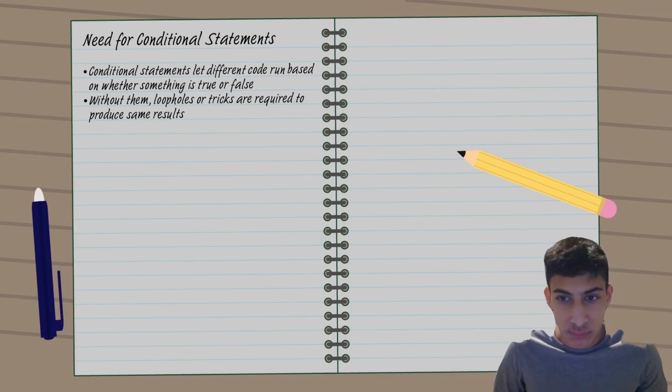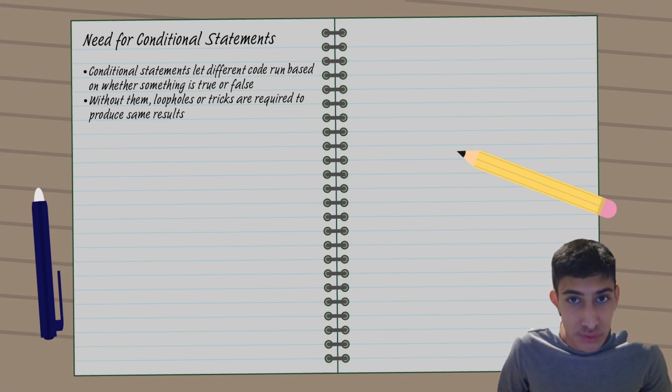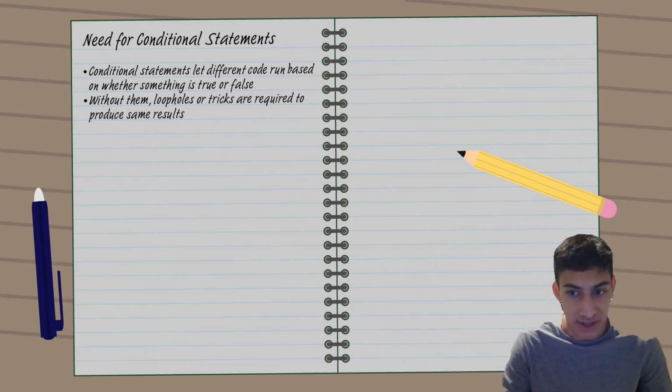So the reason why we need conditional statements in our code is because they allow us to run different code depending on whether a specific condition is true or false. If we didn't use these types of statements, then we'd need to use weird, janky loopholes or tricks to recreate the same effects, which is much more difficult and less easy to maintain.